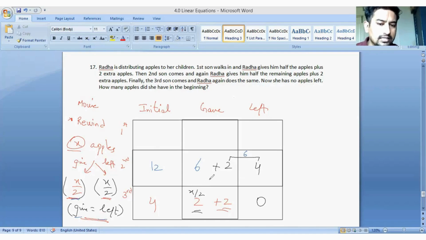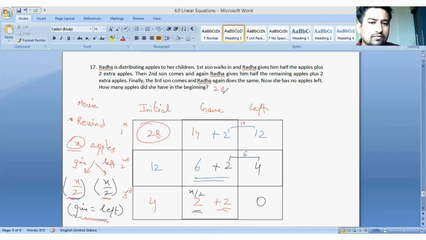So see, this is the crux of this question. This you have to understand, right? So that's why I said rewind it, go through this concept again and again. So the first kid, when he left, there were 12 apples. First kid comes in, 2 more. Radha is having now 14 apples. This 14 apples is when Radha has given half of it. If she has 14, what she has given is also 14 because given is equal to left. So initially she had 28 apples. From the beginning, she had 28 apples.